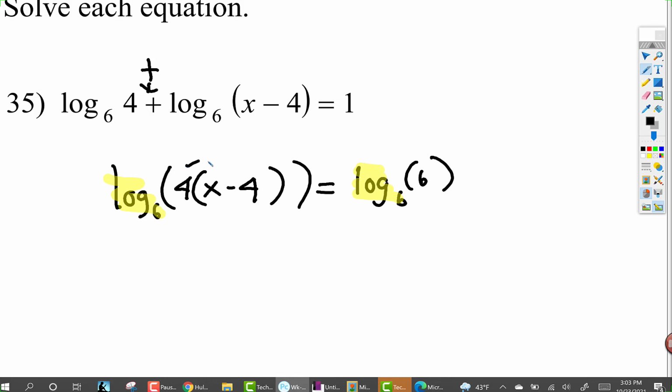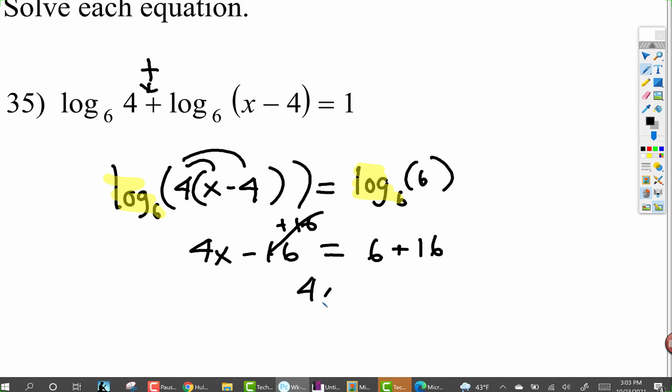Now look at what we have. We have to do the distributive. So 4x subtract 16 is equal to 6. So we're going to add 16 to both sides, and now you have 4x is equal to 22. Divide both sides by 4. And then these both have a 2 in common, 11 halves.